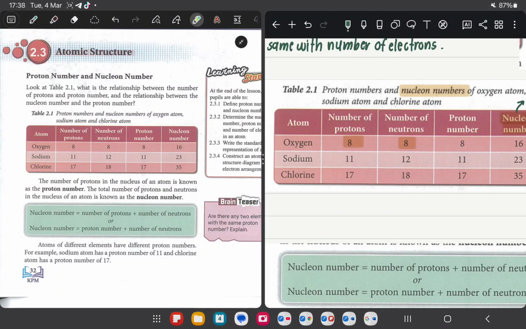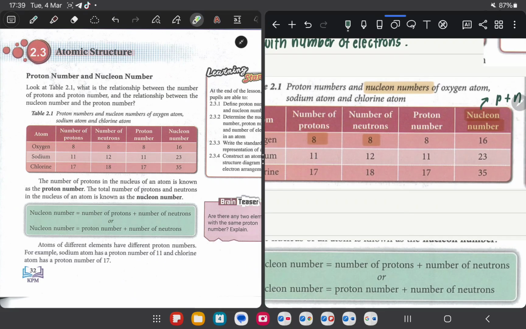Sodium has 11 protons. So if it is a sodium atom, meaning that they have 11 protons and 11 electrons. But how about the neutron numbers? They have to state for us. Usually the neutron numbers and proton numbers, they will state in the question itself. If they don't state in the question, then you need to see your periodic table. My tuition students, I already taught them how to use the periodic table to do these questions. So they have 12 neutrons. P plus N equals nucleon number. My P is 11, my N is 12. So I end up with nucleon number 23.